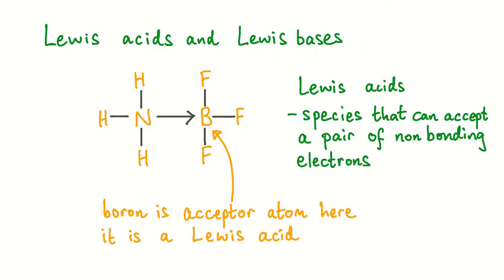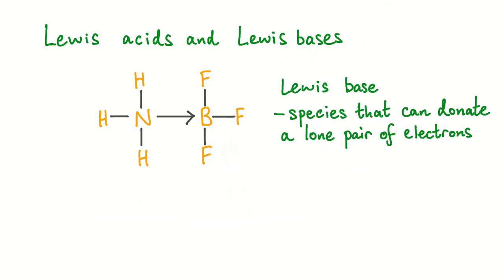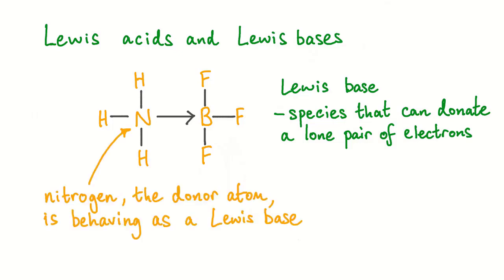In the molecule NH3BF3, the boron atom is the acceptor atom. It's behaving as a Lewis acid. A Lewis base is a species that can donate a lone pair of electrons. In all of the examples of coordinate covalent bonding seen so far, the donor atoms are behaving as Lewis bases.